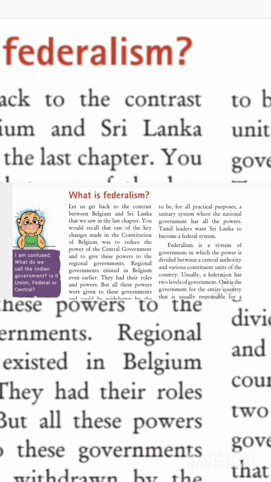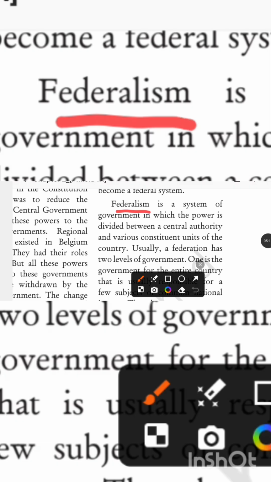In the case of Belgium, we saw that the power had been shared among different levels of the government, like the regional level and central level. Also, you can see Brussels, the capital city, had been given a special provision. Other than that, you saw that there was a community government. So they divided or shared power among different levels of government and communities, and there was no discrimination on that basis. Federalism is a system of government in which the power is divided between the central authority and various constituent units of the country.